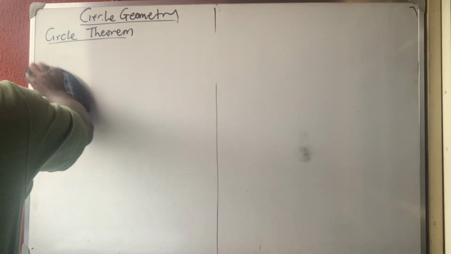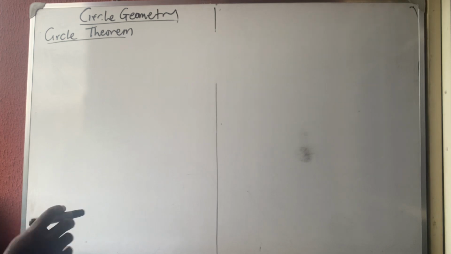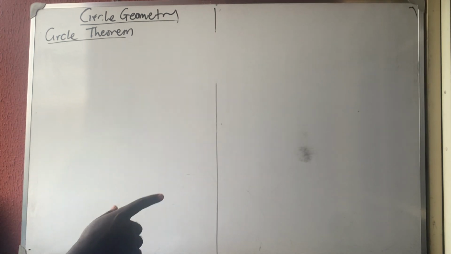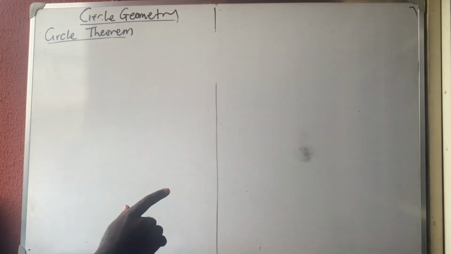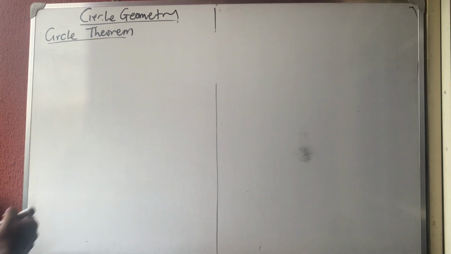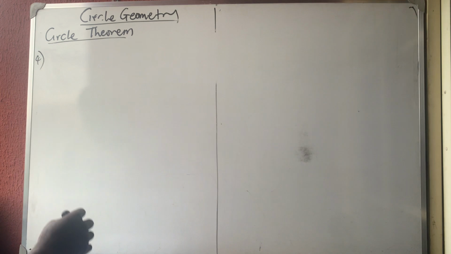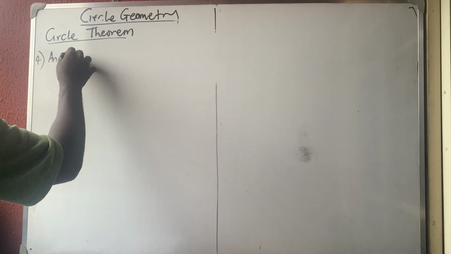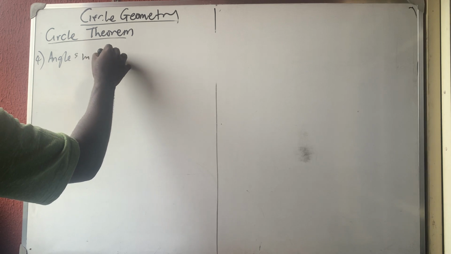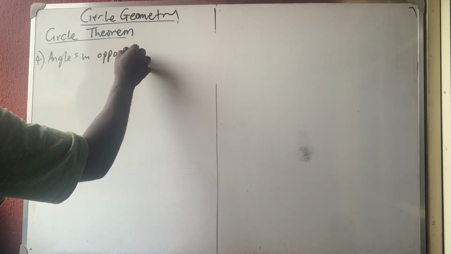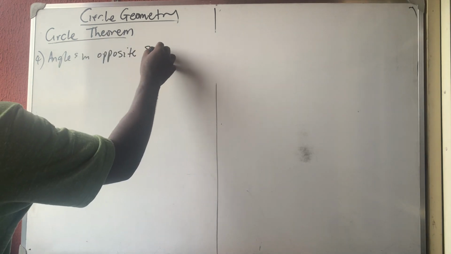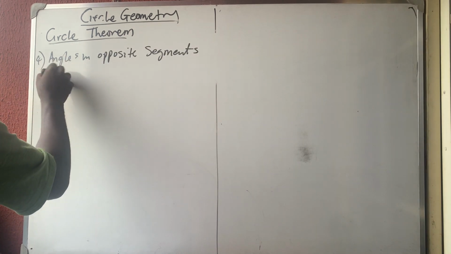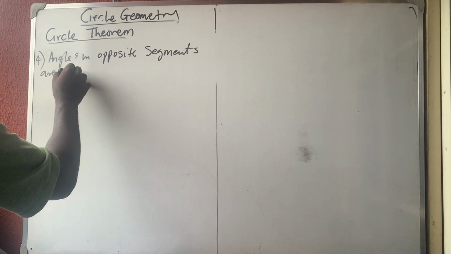Very simple. We've known number 3, and number 3 is simply called angle in a semicircle. First of all, it must be a diameter, and anywhere the both of them meet on the circumference must be 90 degrees. Number 4 said angles in opposite segments are supplementary.